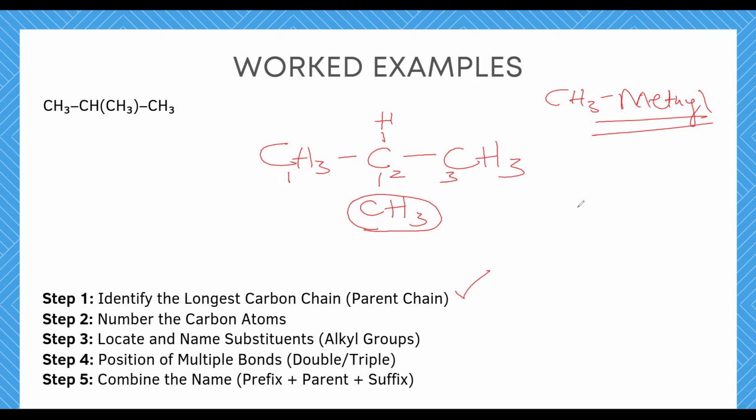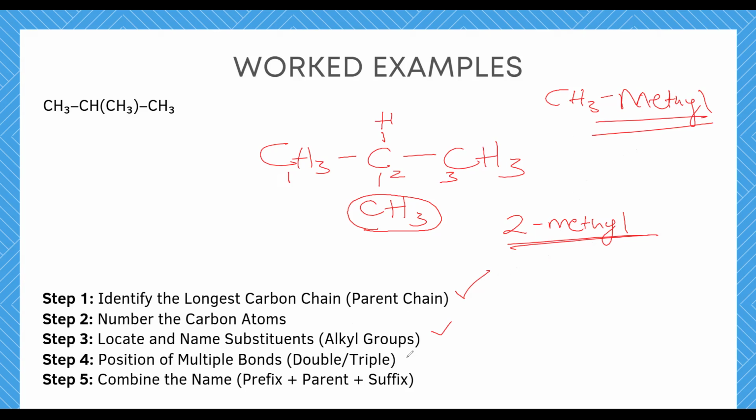So what do we do? The next thing to do is to locate and name the substituent. So this is methyl, and it is located on carbon number 2. So how do we name this substituent? We simply use the name 2-methyl. That is how the name will be identified, and that will serve as the prefix.